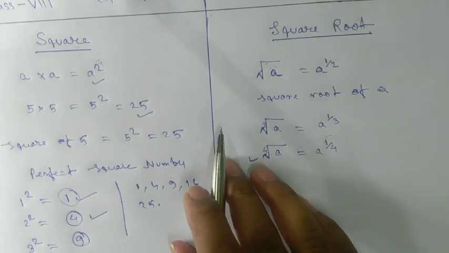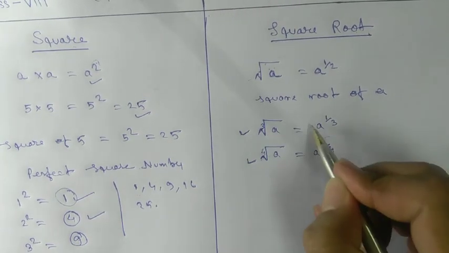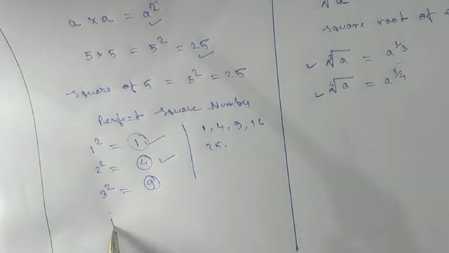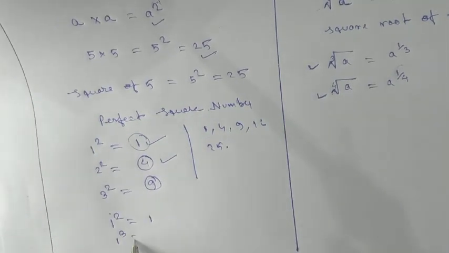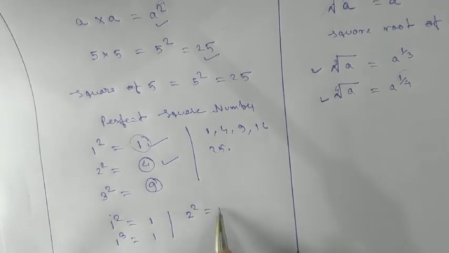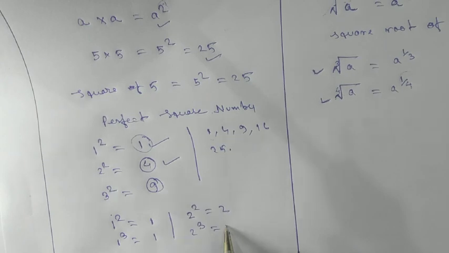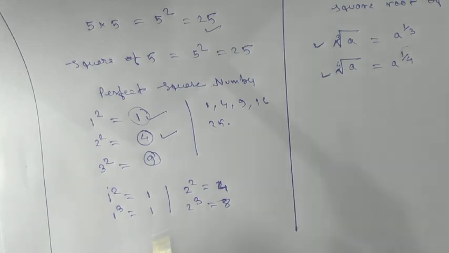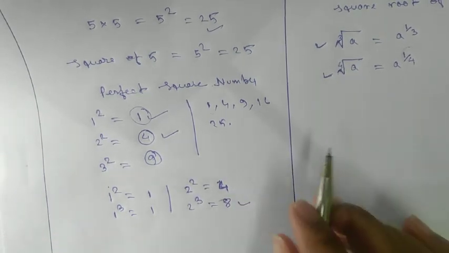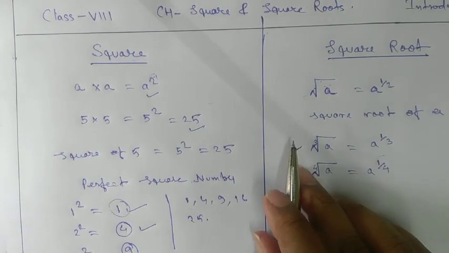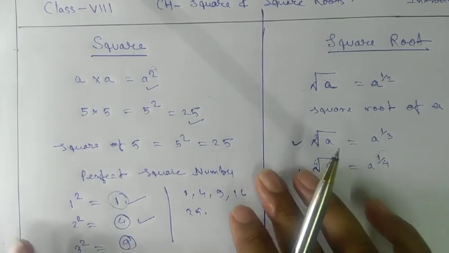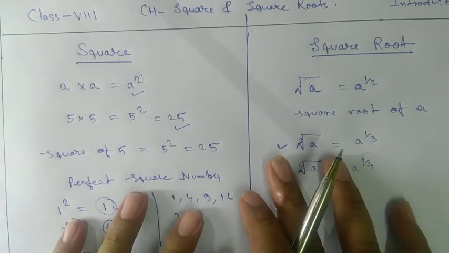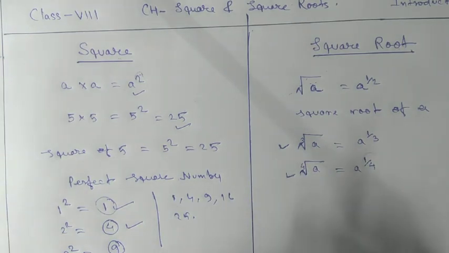Okay, so we have cube root also in our syllabus. In the next chapter we are going to see this cube root. If we take 1 square, we have 1, and 1 cube equals 1. 2 square equals 4, and 2 cube equals 8. So we are going to learn this cube root, similar to the square and square root. Whatever we learn in square and square root will remain the same in the chapter cube and cube root. So do this chapter nicely, and automatically your chapter cube and cube root will be covered.